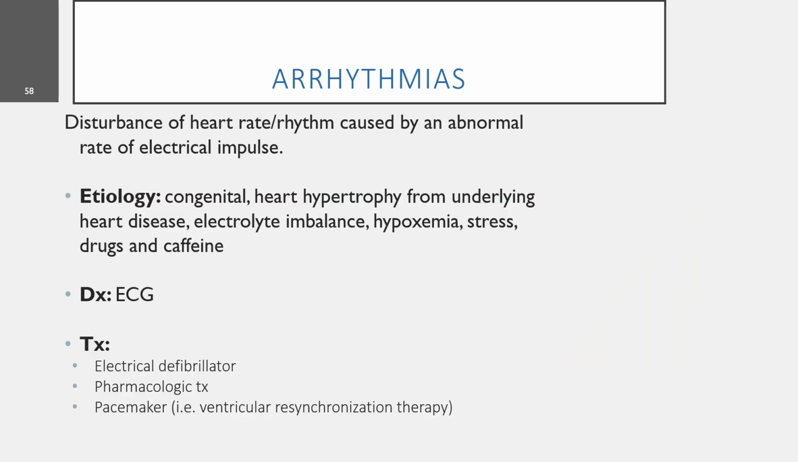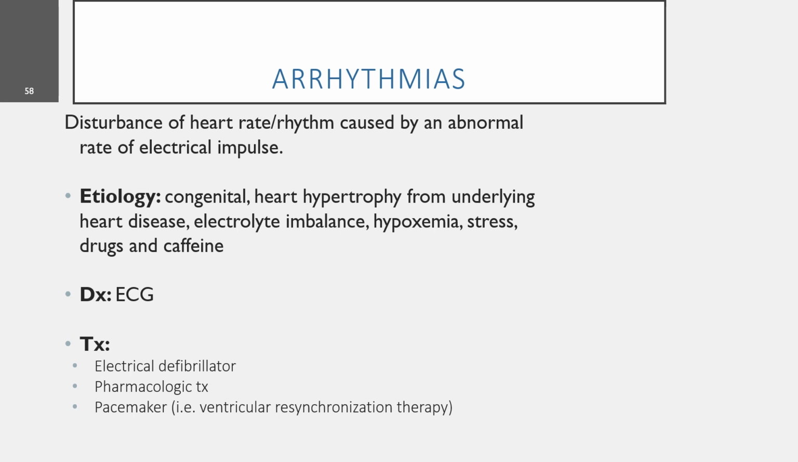Arrhythmias are disturbances of heart rate or rhythm caused by abnormal rate of electrical impulse. Arrhythmias, also known as dysrhythmias, refers to disturbances in the rate or rhythm of the heart. The heart's rhythm is controlled by the sinoatrial node, or SA node, which acts as the heart's natural pacemaker. The SA node generates electrical impulses that travel through the cardiac conduction system, stimulating the atria and ventricles to contract and pump blood effectively.